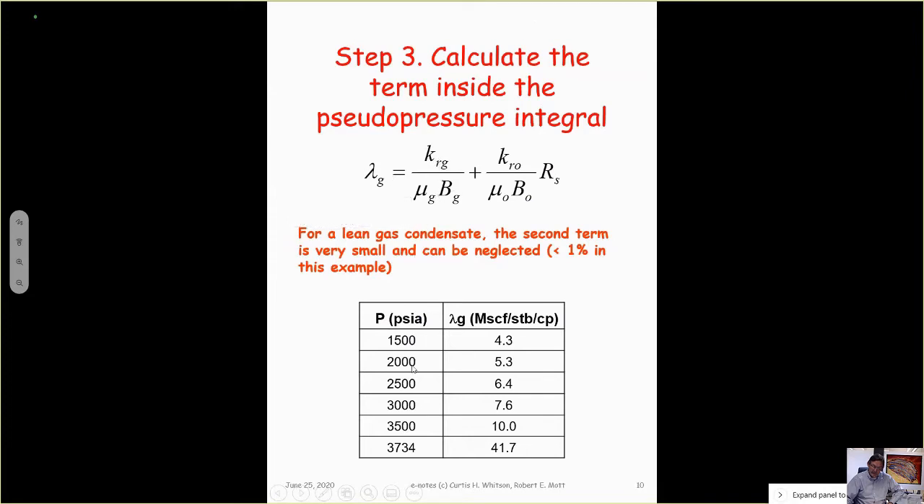And in this, for all these pressures here, we had the KG/KO, we had the KRG, that gives us the KRO. So we've got all of those. We got the PVT properties as we had last. So basically we can get all these numbers. That gives us the gas mobility. The second term is very small, can be neglected, it's less than 1% for the example.